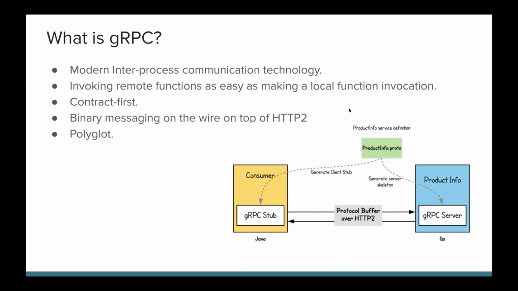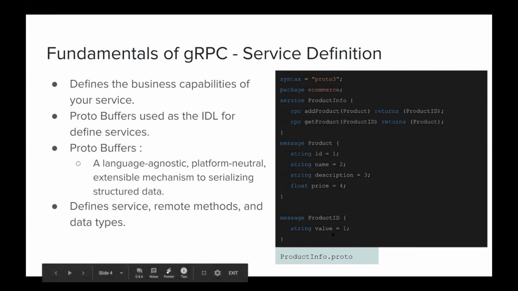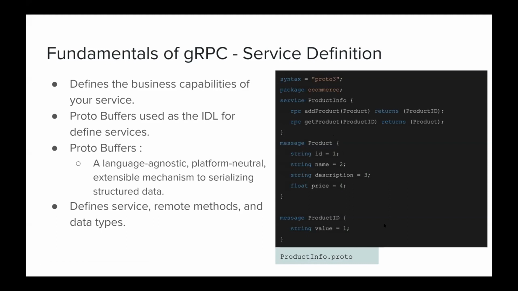Now, if I move to the service definition portion of a gRPC service, as I said earlier, this is the place that you specify the business capabilities of your microservice. So in this example, you can see I have defined a product info microservice, and I have a couple of remote methods along with the arguments and the return type.